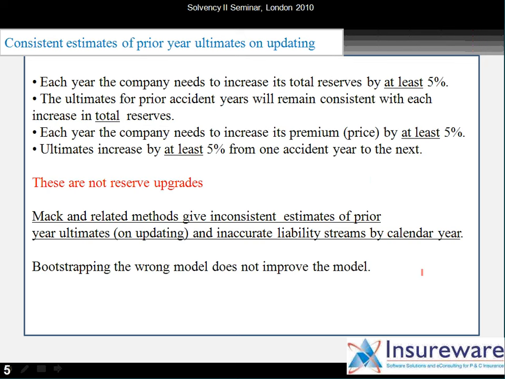Okay? So each year the company needs to increase its total reserves by at least 5%. The ultimates of prior accident years will remain consistent with each increase in total reserves. Each year the company needs to increase its premium price by at least 5%. Ultimates increase by at least 5% from one accident year to the next. All right.